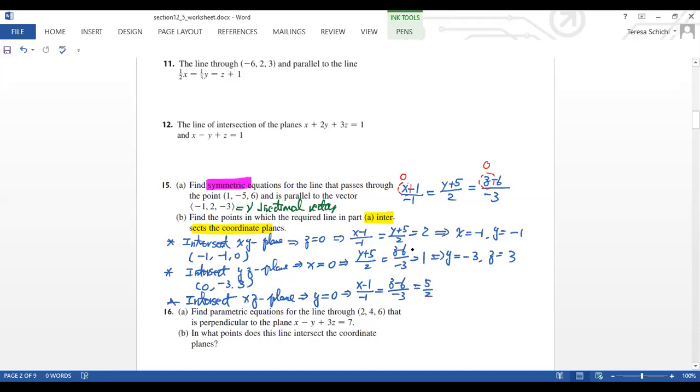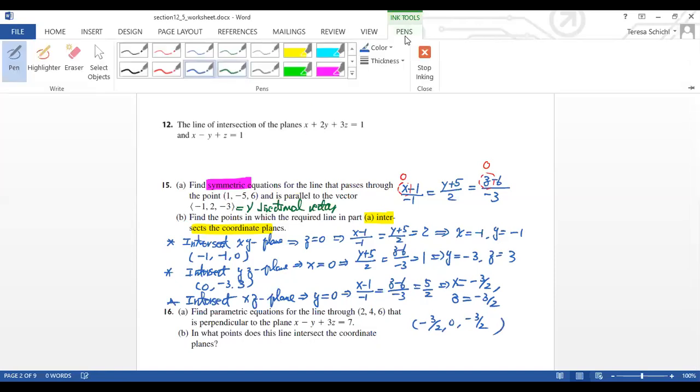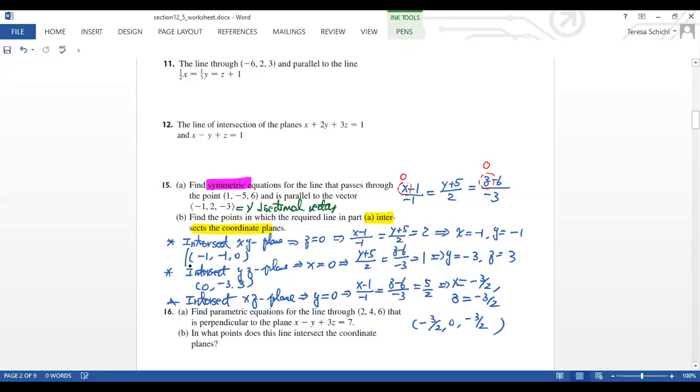Okay, so now we can solve it. We can say x is equal to negative 3 halves and z is equal to negative 3 halves also. So this point will be (-3/2, 0, -3/2), right? Okay, so that is my solution here. It depends on the coordinate plane you intersect. So those are the points.